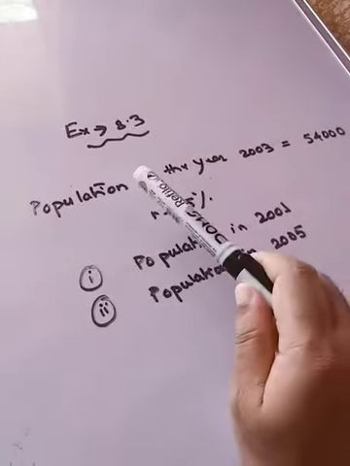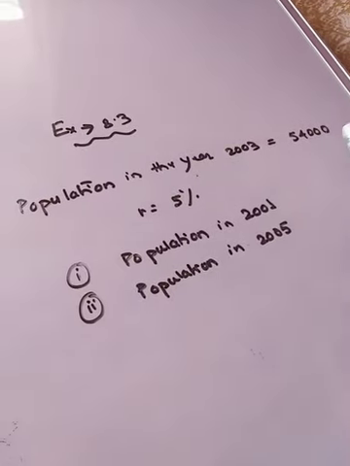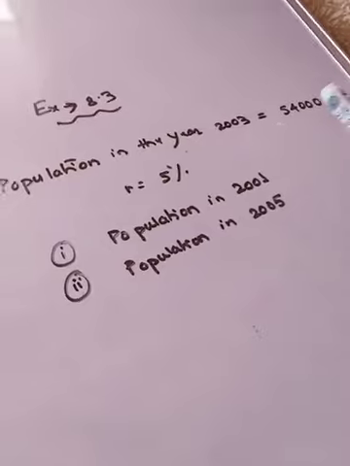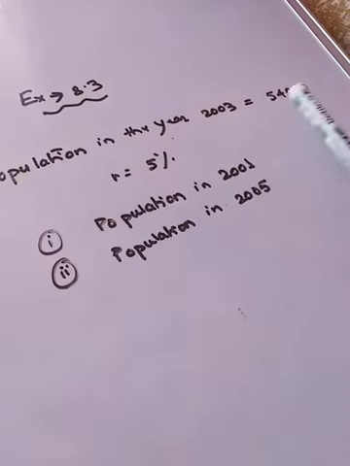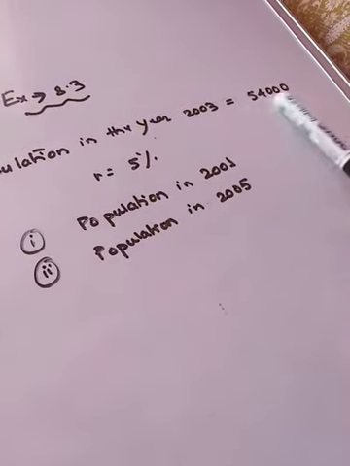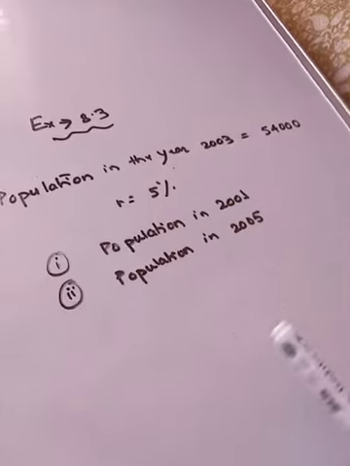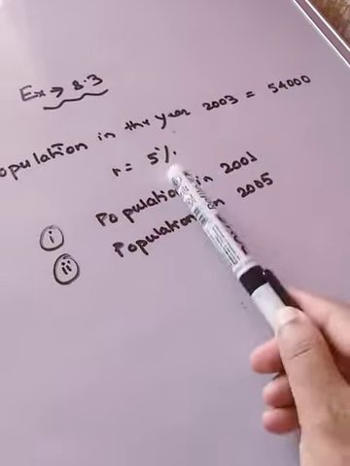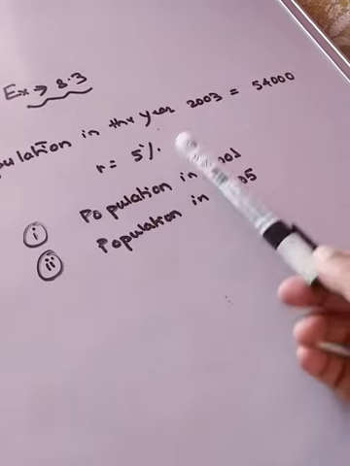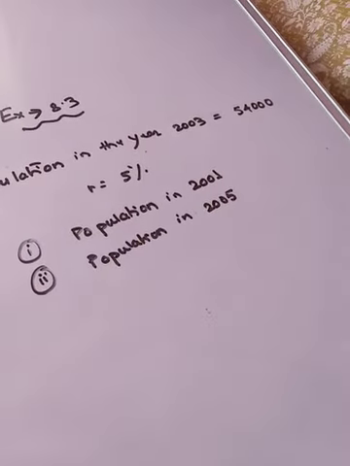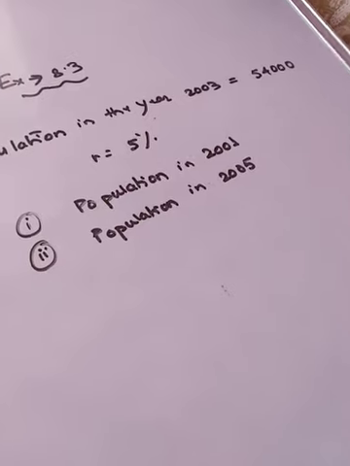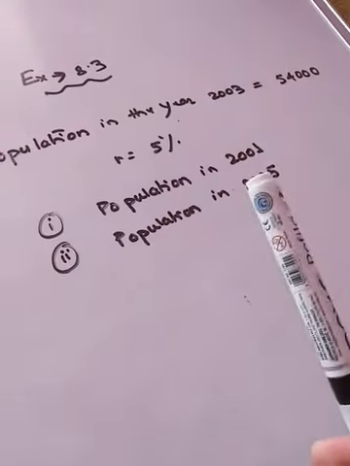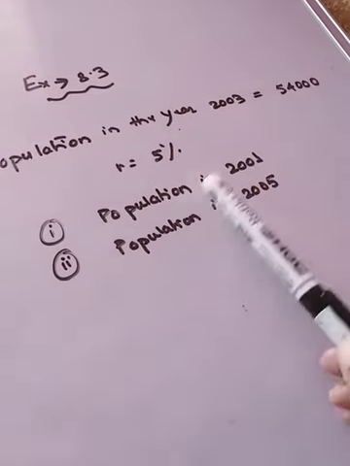It is saying the population in the year 2003 is 54,000. So for some particular place, the population in the year 2003 was 54,000. It is also saying that every year the population is increasing by 5%. That is, in 2004 it will increase by 5%, and in 2005 again it will increase by 5%. So this is the story. Now the first question they are asking is, what was the population in 2001?